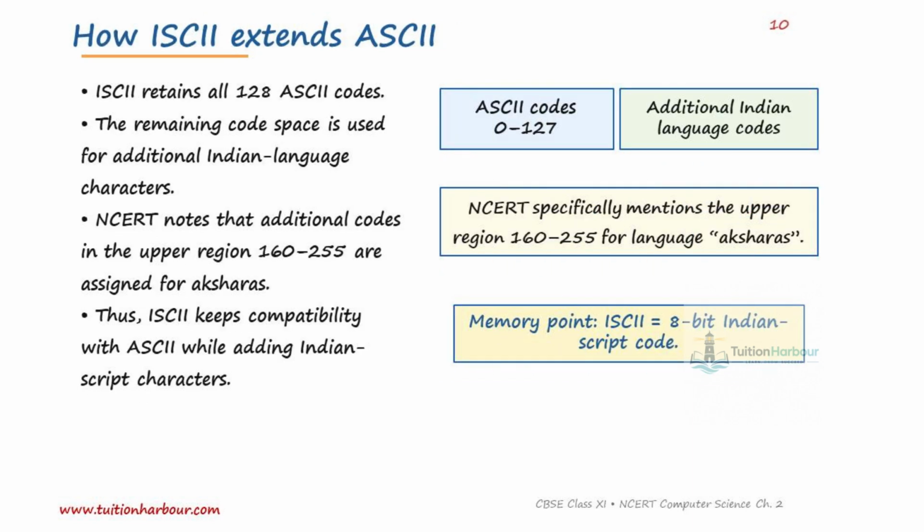ISCII keeps all 128 ASCII codes and uses additional code space for Indian language characters. NCERT also notes that codes in the upper region from 160 to 255 are assigned for language aksharas.